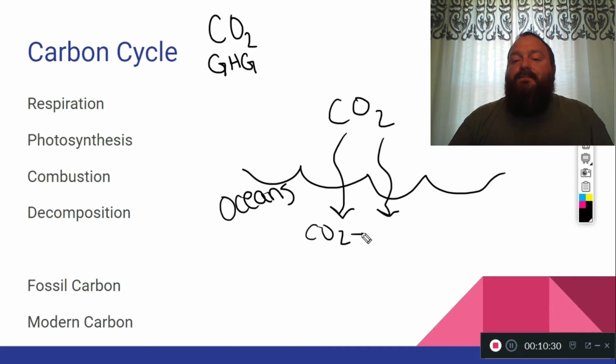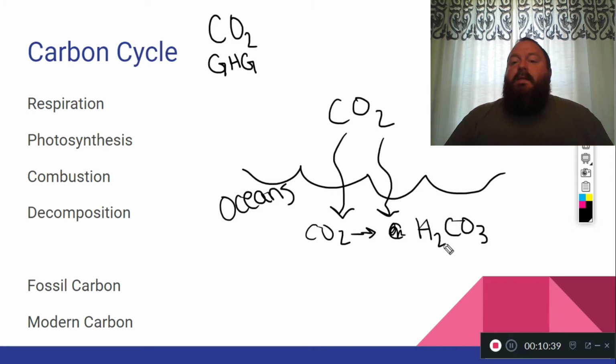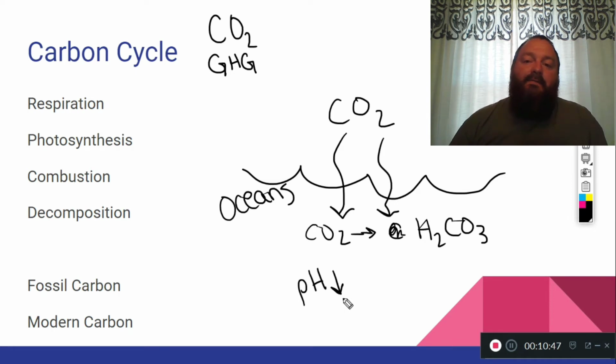As it reacts with the water in the ocean, it's going to form carbonic acid, which is H2CO3. That carbonic acid then is going to lower the pH of the water. So the pH is going to fall, and that's going to adversely affect the plants and fish and animals that live in the ocean. Because again, we have that optimal range of tolerance.